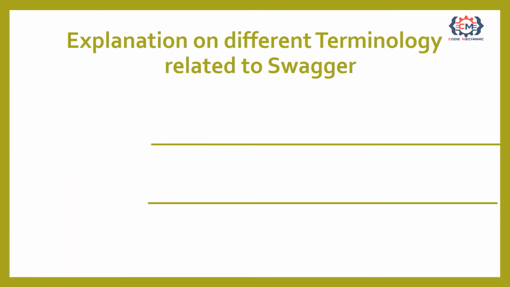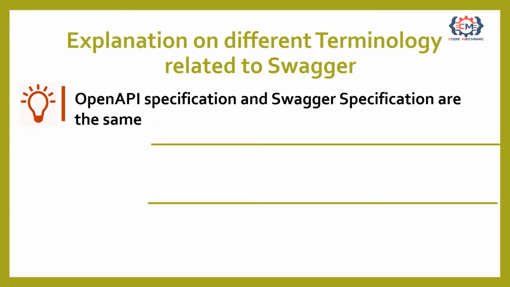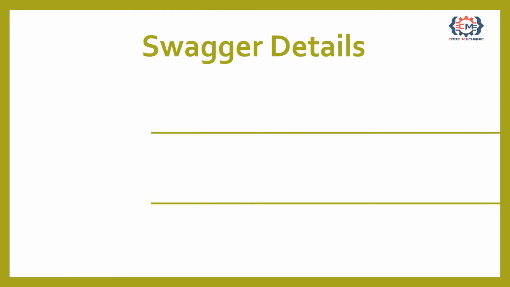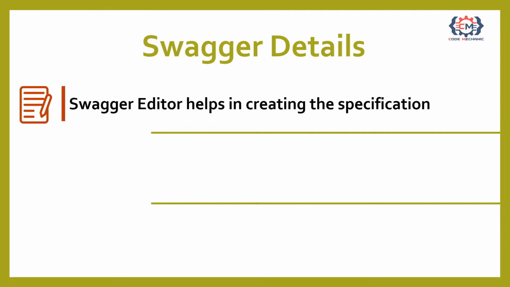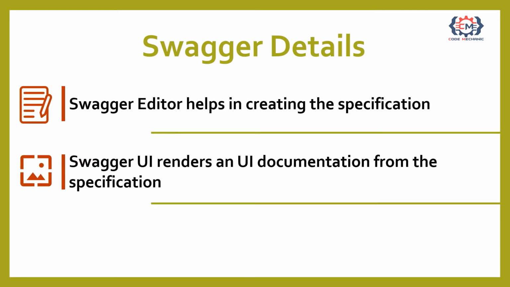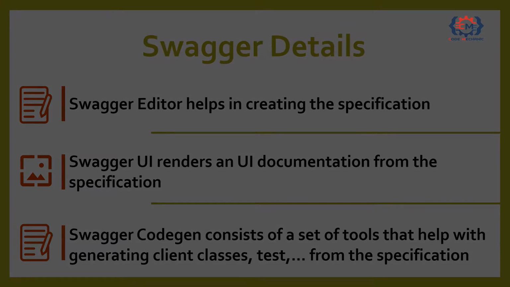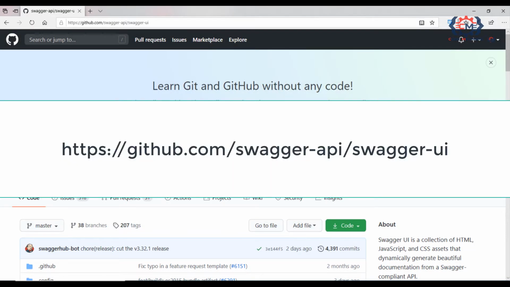We have already seen that OpenAPI specification and Swagger specifications are two terms for the same thing. Swagger is a set of open source tools built around the OpenAPI specification. These are tools that help with creating an OpenAPI specification, like Swagger Editor, rendering a UI from an OpenAPI specification, and that is Swagger UI, or tools that help with generating tests or client libraries from that specification, and that is Swagger CodeGen. Let's have a look at one of these, Swagger UI.